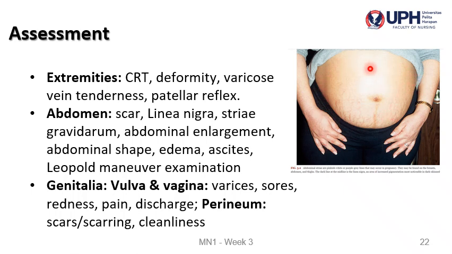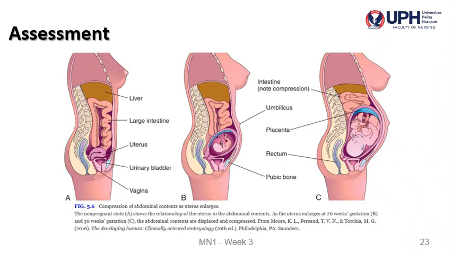Then we do the Leopold maneuver examinations, and then we see the genitalia area, the vulva and vagina. Is there any sign of pregnancy, Goodell's sign? And then also we see the perineum. Are there any scars? Is it clean? So that's how we assess the pregnant woman.